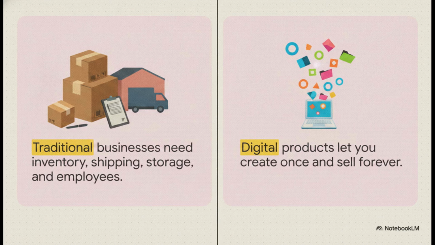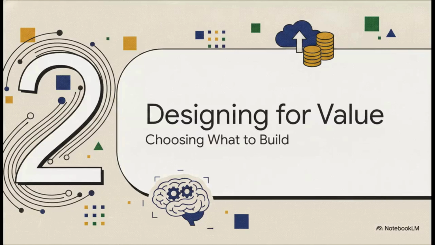But digital products, things like templates, systems, knowledge, tools, they operate on a completely different set of physics. You build the asset exactly one time, and you can sell it forever. No shipping delays, no running out of stock. This is an absolute game changer, guys, because it means your income can finally scale up without dragging your expenses up with it. Moving on to phase 2, designing for value.